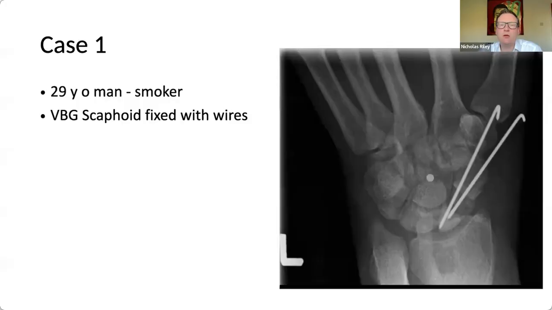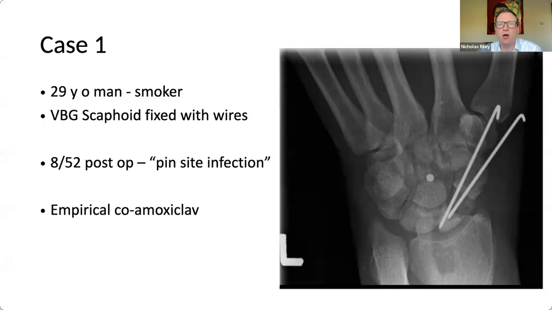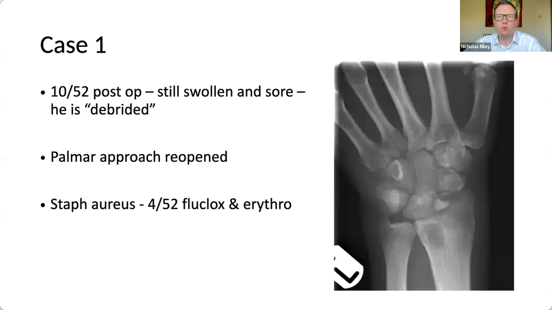So the first case is the gentleman that you've already seen a picture of. He had a vascularized bone graft fixed with K-wires that were left out through the skin for 8 weeks. And at 8 weeks, he presented with what was described as a pin site infection. He had pus coming out through the wire sites, and the wires were taken out, and he was given empirical co-amoxiclav, Augmentin.